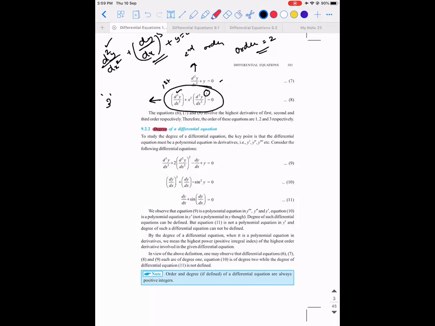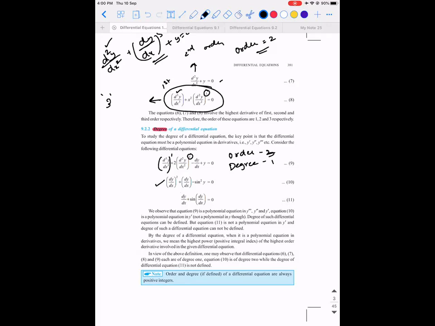For example, if you take this expression, what is the degree? What is the order first? Tell me. Order is 3. And the degree will be? 1. The degree is 1, because you should not look at this 2 and get confused. What should happen? d cube y by dx cube raised to the power 1. The power of the highest order derivative is going to be the degree.